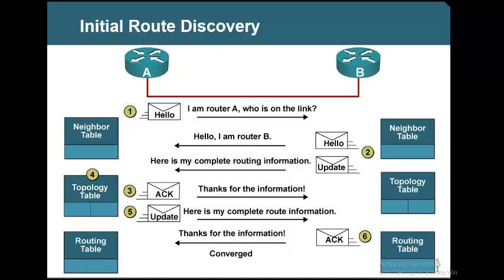You see, router A comes up and says, hey, I'm A router. A here means the IP address of this interface. Let's say I'm router 10.0.0.1. Who is on the link? And this neighbor table learns the neighbor 10.0.0.1. And when this sends the hello, it says, hey, I'm 10.0.0.2. And if it has got some routing information, it will also send us an update. Now 10.0.0.2 will be learned here.